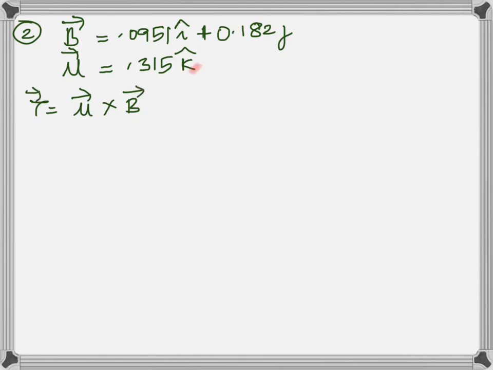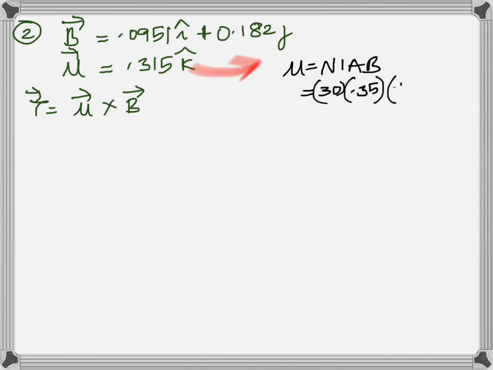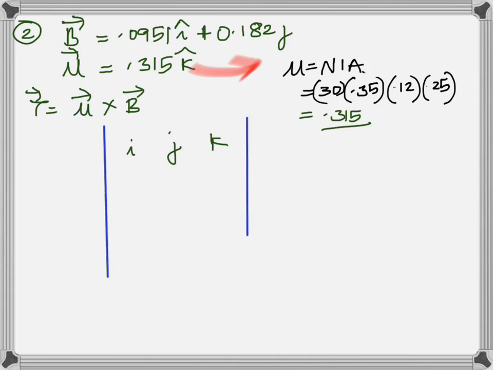Now torque is... I'm trying to explain that the magnetic moment is NIA. Actually, it's NIA. So when you multiply the number of turns with the current and then the area, you get 0.315. That's why I got mu as 0.315.